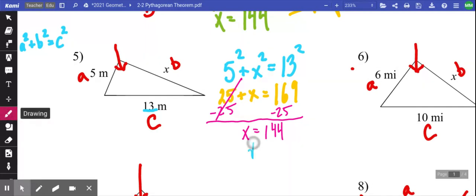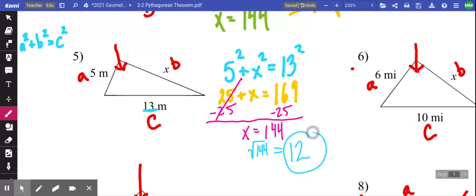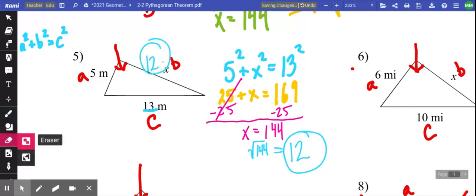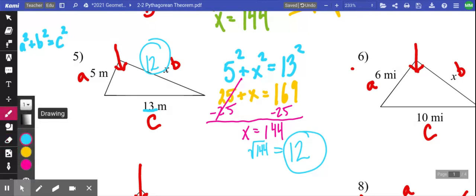Okay, let's see, the square root of 144. So that means what number times itself equals 144? Square root of 144 is 12. So our final answer for this would be 12. X equals 12 meters, or just 12. Right now, I'm not so worried about the units that come with it. So our final answer to that is 12. All right, let's move on to number 6, and let's take a look.